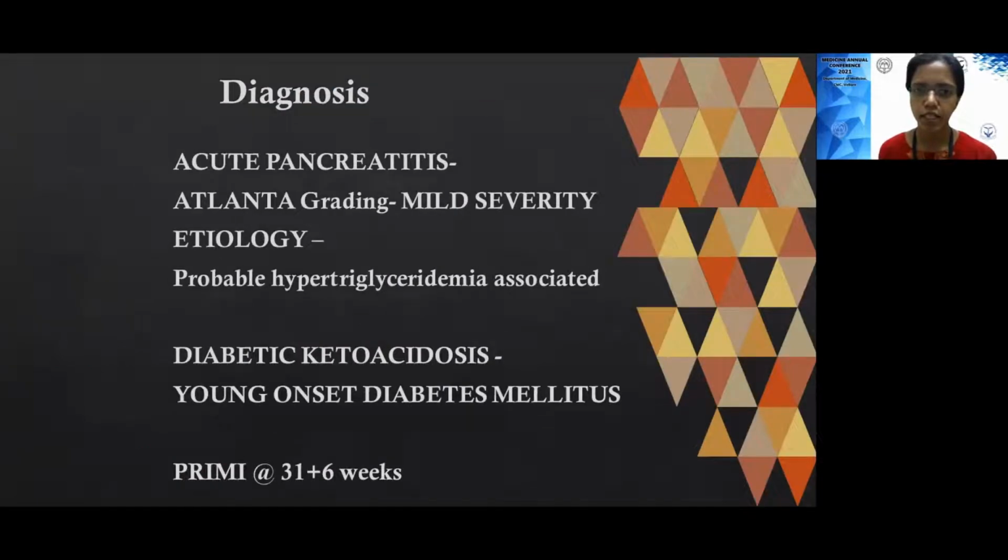At the end of history and examination, the diagnosis was acute pancreatitis, probably hypertriglyceridemia associated, with diabetic ketoacidosis and young onset diabetes. She is a primigravida at 31 plus 6 weeks of gestation. We initially considered hypertriglyceridemia, but whether this is really the cause, I will come to later.